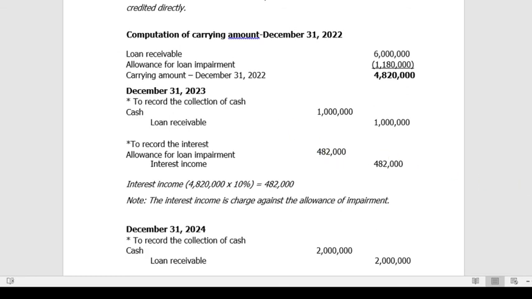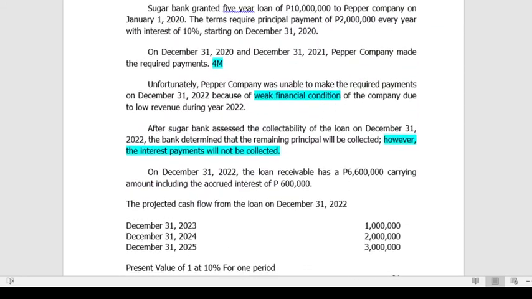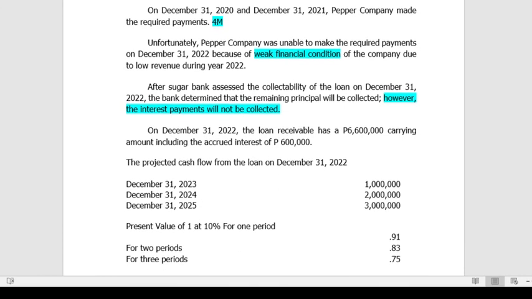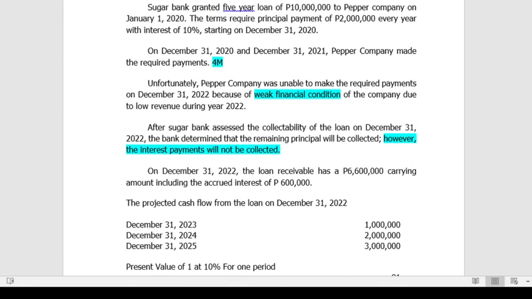Sir, saan nanggaling yung 482,000? Ito po yung carrying amount mo na 4,820,000 na ito, multiply to your interest rate na 10%. So, balikan natin. Nasaan nakalagay yung 10% na yan? Ayun, ito siya, given. With 10% interest rate.